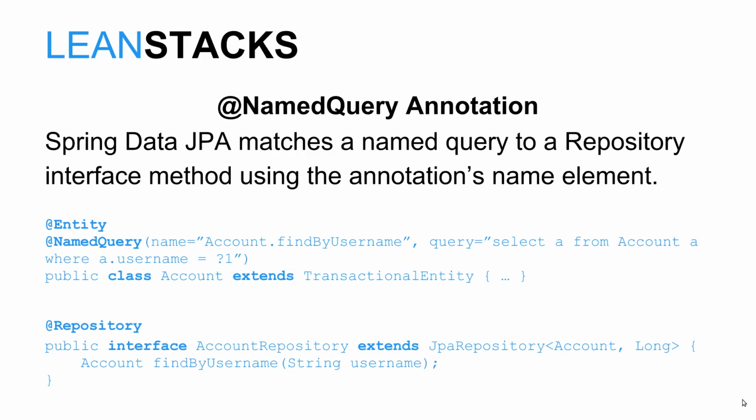The second approach for defining queries in an application is to use the JPA named query annotation. Spring Data uses the value of the name element to match the named query to a repository interface method. The name value should be the entity name followed by the repository interface method name, separated by a dot or a period.